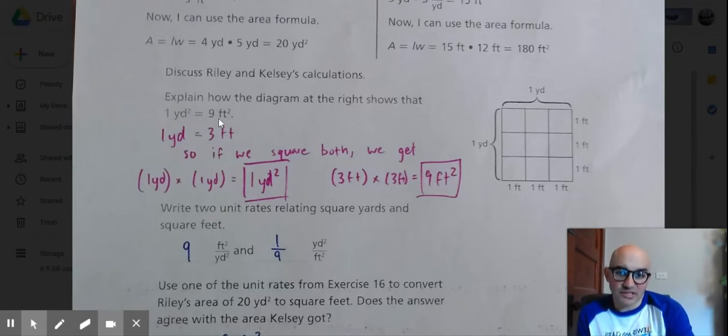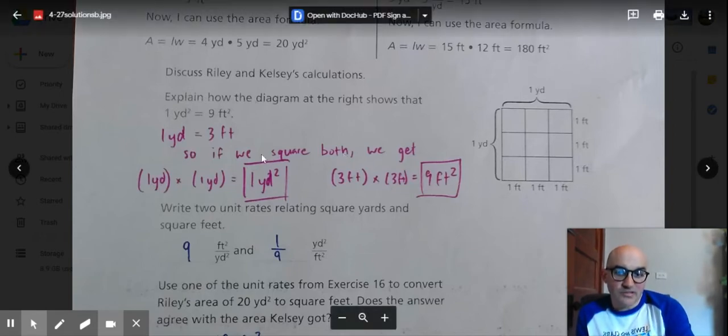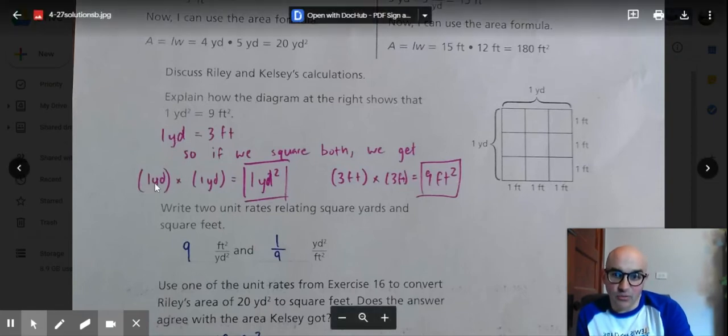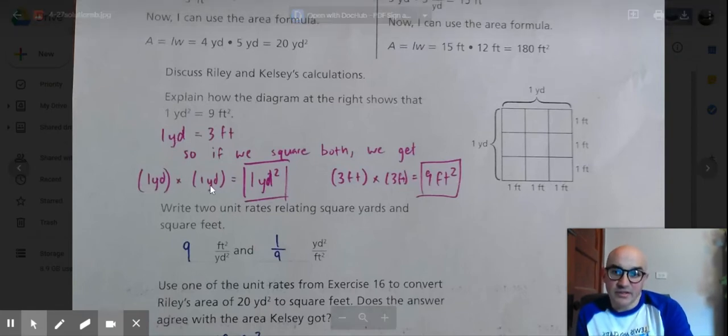How can these two things be equal? They are equal, and we have to kind of go through and prove it. So 1 yard equals 3 feet. These are just some things I know. So if I square both of them, in other words, if I multiply 1 yard by itself, as I've done right here, I've got 1 yard times 1 yard.